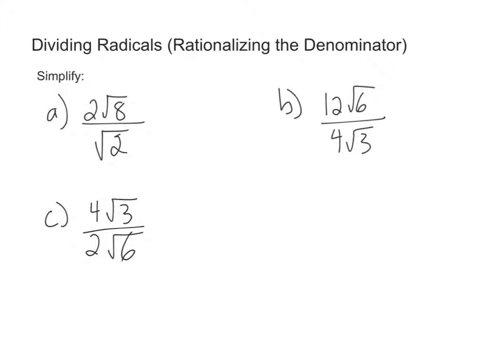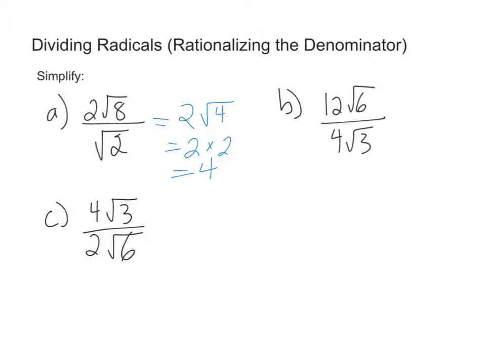So if I take something like 2 root 8 divided by root 2, I divide the coefficients, so 2 divided by, well, there's nothing there, so 1. So that remains a 2. And then divide the radicands. 8 divided by 2 is 4. This becomes 2 root 4. And what's the square root of 4? 2. So it just becomes 2 times 2, or 4. So that one simplified quite a bit.